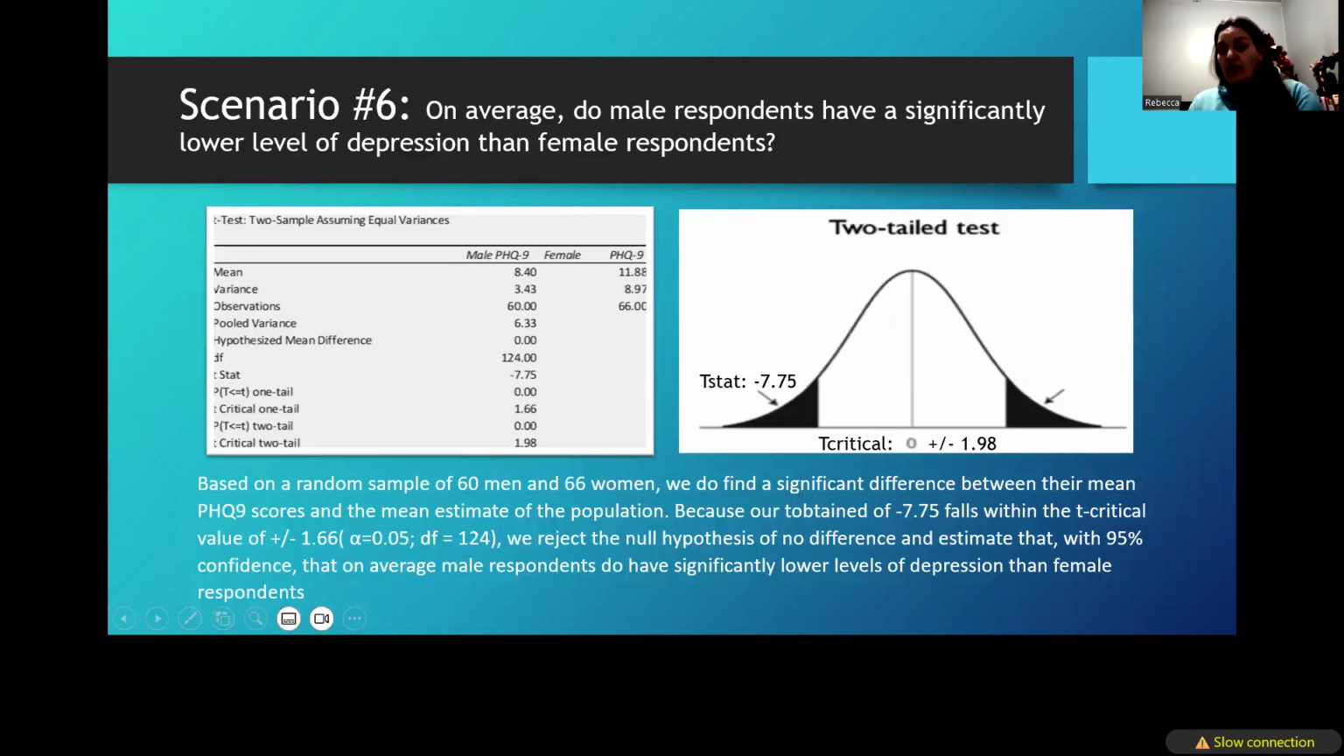On our last hypothesis, we looked at gender and we asked, on average, do male respondents have a significantly lower level of depression than female respondents? And we found that based on the random sample of 60 men and 66 women, we do find a significant difference between their mean PHQ-9 scores and the mean estimate of the population, because our T obtained of negative 7.75 falls within the T critical value of plus or minus 1.66. We reject the null hypothesis of no difference. I'm sorry, our T critical value of plus or minus 1.98. We reject the null hypothesis of no difference and estimate with 95% confidence that on average, male respondents do have significantly lower levels of depression than female respondents.